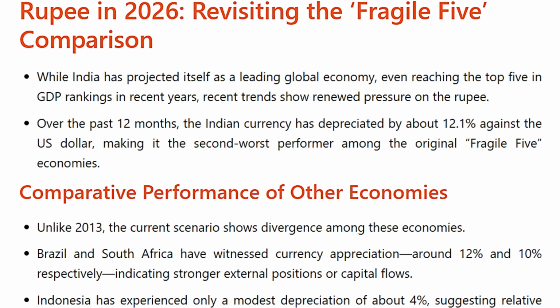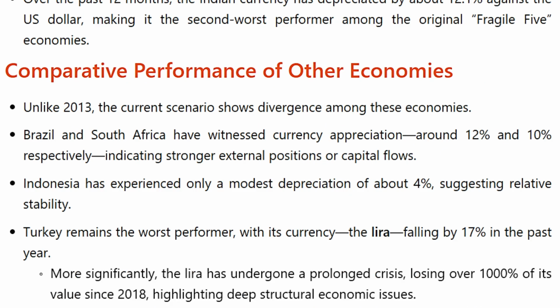Comparative performance of other economies. Unlike 2013, the current scenario shows divergence among these economies. Brazil and South Africa have witnessed currency appreciation around 12% and 10% respectively, indicating stronger external positions or capital flows. Indonesia has experienced only a modest depreciation of about 4%, suggesting relative stability. Turkey remains the worst performer, with its currency, the lira, falling by 17% in the past year.